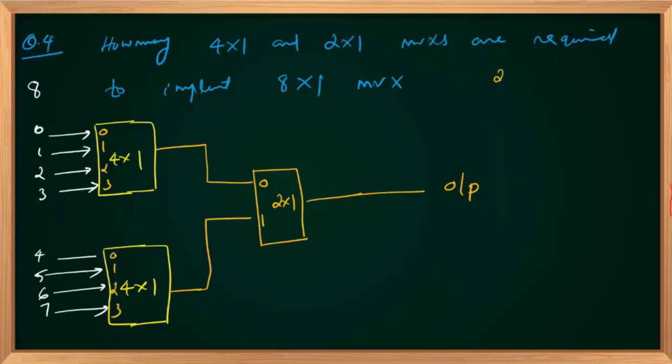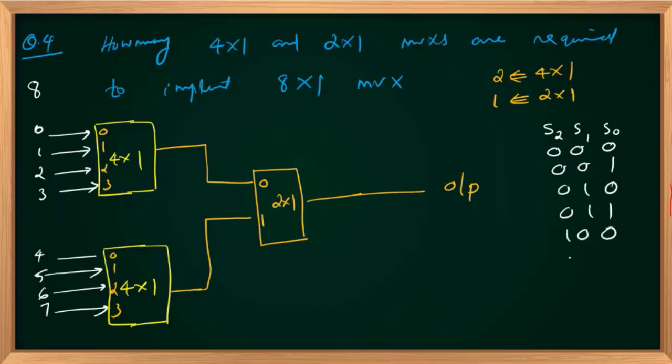So I require 2 numbers of 4 by 1 and 1 number of 2 by 1 muxes. Right? And my 8 by 1 mux will have 3 select lines: 000, 010, 011, 100, 101, 110, and 111. Of course, I should have 2 select lines here for my 4 by 1 muxes and 1 select line here for my 2 by 1 mux.